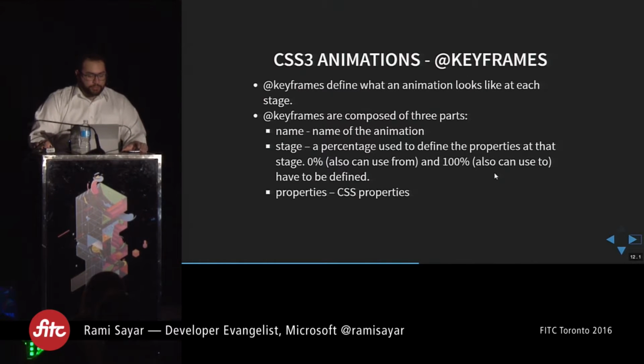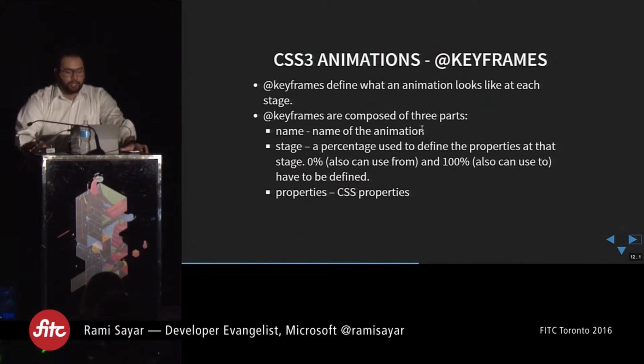The other cool part about CSS3 animation is that we've got keyframes. So keyframes define what animation looks like at each stage. And basically they're composed of three parts: the name of the animation, the stage that you're at, so basically the point in the animation where you're at. So it goes from 0 to 100%. You can also use from and to, and the properties that you're changing throughout that keyframe.